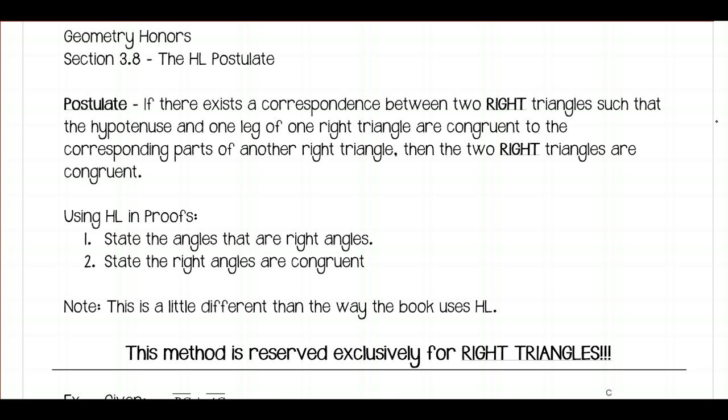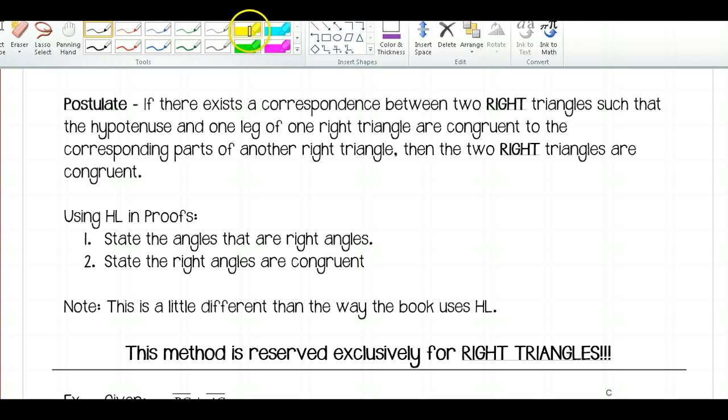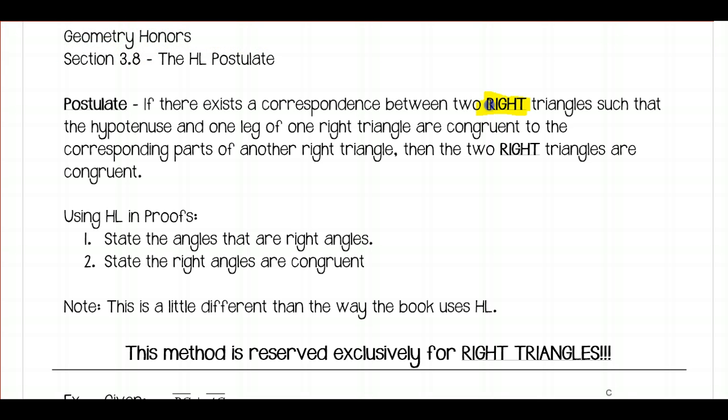So if you have a pair of right triangles and you are having trouble trying to get them congruent because you don't have SSS or SAS or ASA, you may want to look and see if hypotenuse leg will work for them. So the postulate says if there exists a correspondence between two, again I want to stress this, right triangles such that the hypotenuse and one leg of one right triangle are congruent to the corresponding parts of another right triangle, then the two right triangles are congruent.